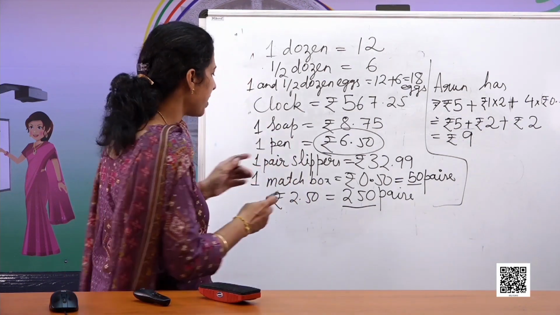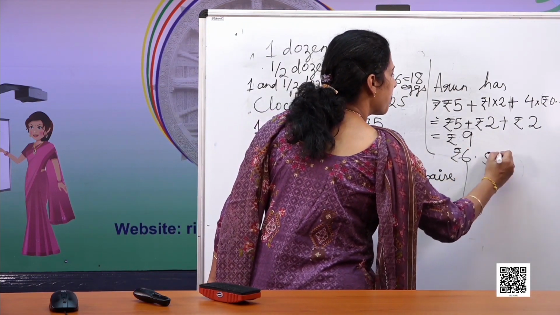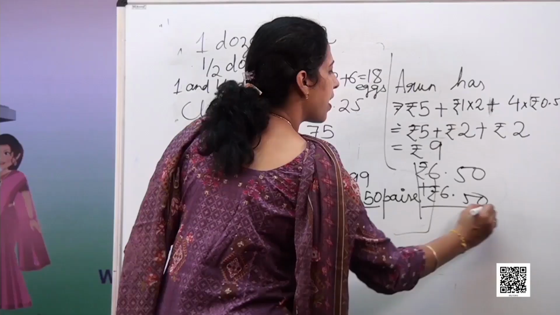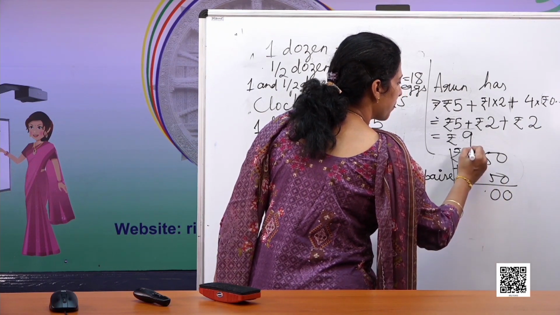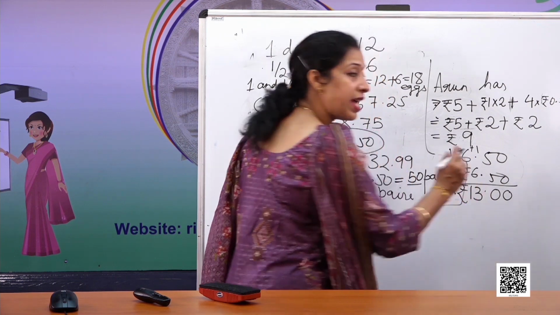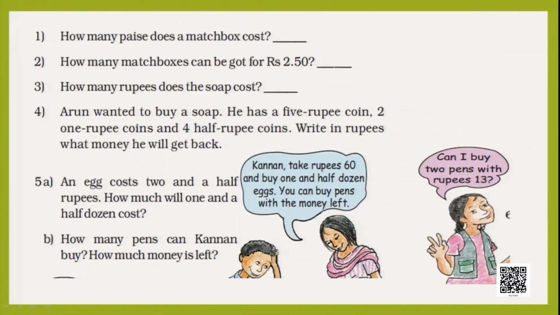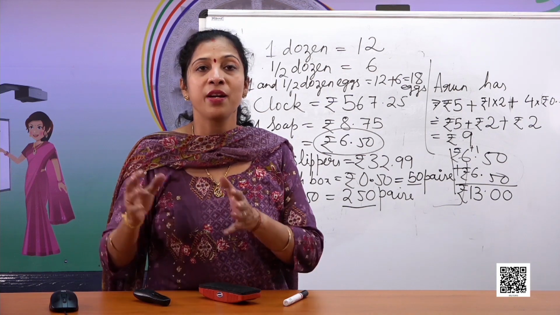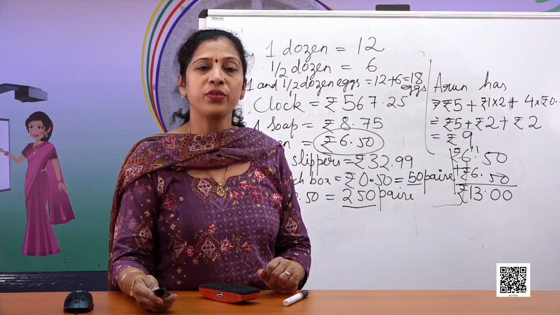You can do it by addition. 6 rupees 50 paise plus 6 rupees 50 paise. So what is the answer of this? 0, 0, 0. Then you have to take plus 1 here. 7 plus 6, 13. So yes, Kanan's sister can buy 2 pens with her 13 rupees. Now you understood how to calculate the money and paise, the price of these 2 pens. Now let's go to the next question.